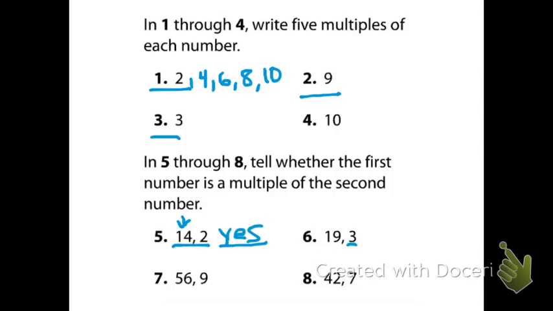So I'm looking at this one. Is 19 a multiple of 3? Well, I need to think about my multiplication facts. 3 times something equals 19? No. Go ahead and do the same thing for number 7 and number 8 in your notes as well.